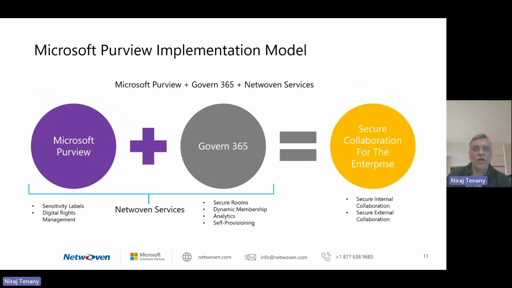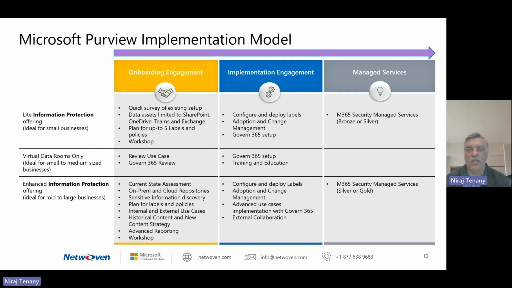Our Purview implementation model consists of first getting customers to become comfortable with Microsoft Purview, then deploying Govern 365 for some advanced use cases. And all of this is done with the help of NetWoven services. Our hope is that by doing this, customers create a secure collaboration environment for the enterprise where users can collaborate internally and externally without fear of data being lost. We do this using an implementation model that we have found to be quite successful. It consists of three steps: the onboarding engagement, the implementation engagement, and managed services.